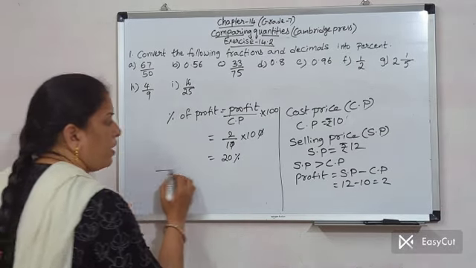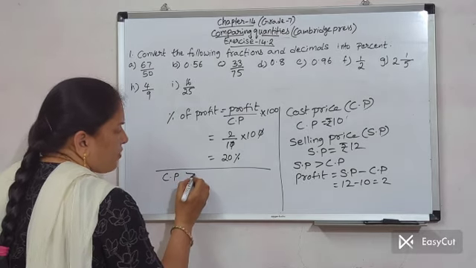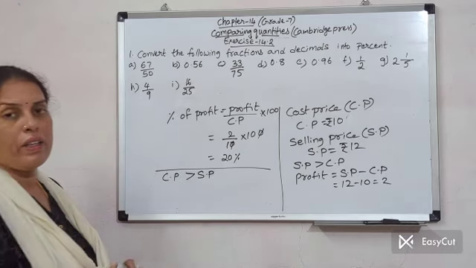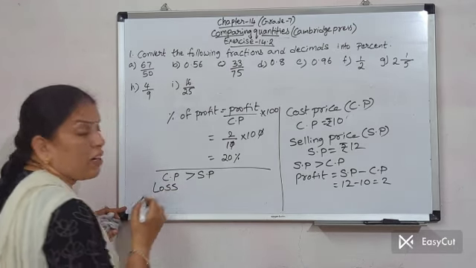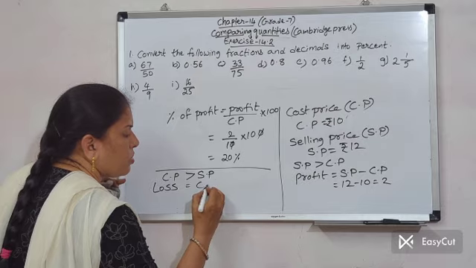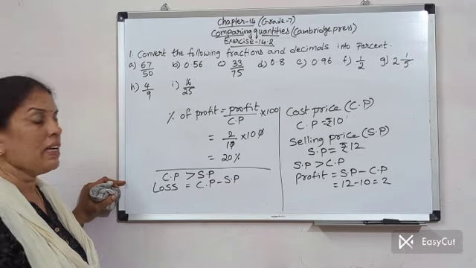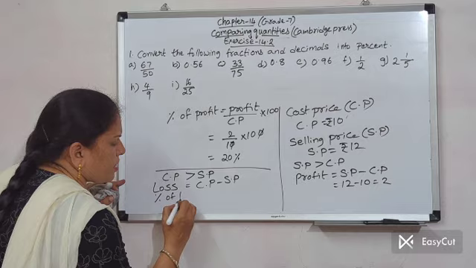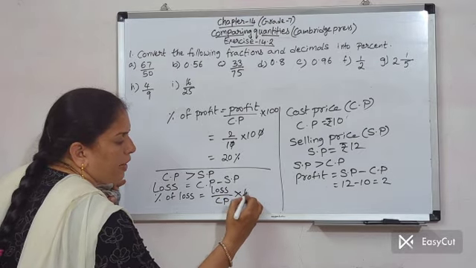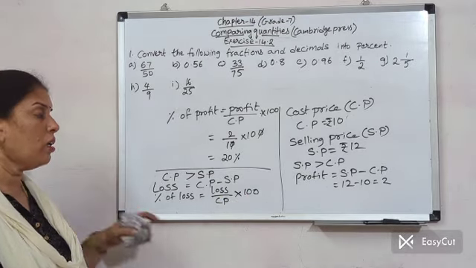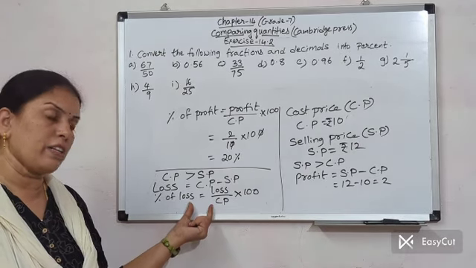The same question, if CP is greater than SP, then we will get loss. Loss is equal to CP minus SP. Percentage of loss is equal to loss by CP into 100. This is the formula for finding the percentage of loss.